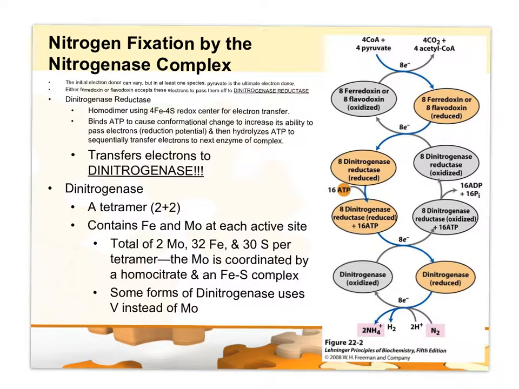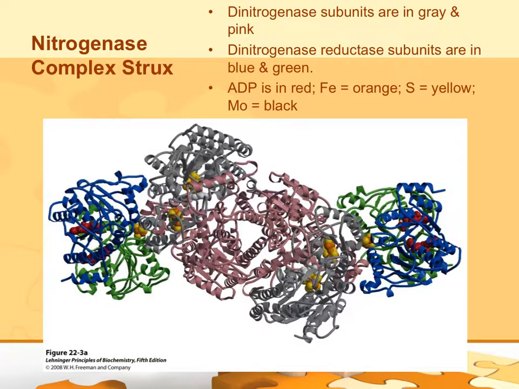Now, one thing that's a little different about this is that it does contain iron, but it also uses molybdenum. It's got 2 molybdenum, 32 iron, 30 sulfurs, which we've seen as iron and sulfur centers in the electron transport chain, and it's very similar to that. And there are some forms in certain bacteria that actually use vanadium instead of molybdenum. It's really cool that there are other elements and metals used that you may not think about that are very important. This is just to show a picture.